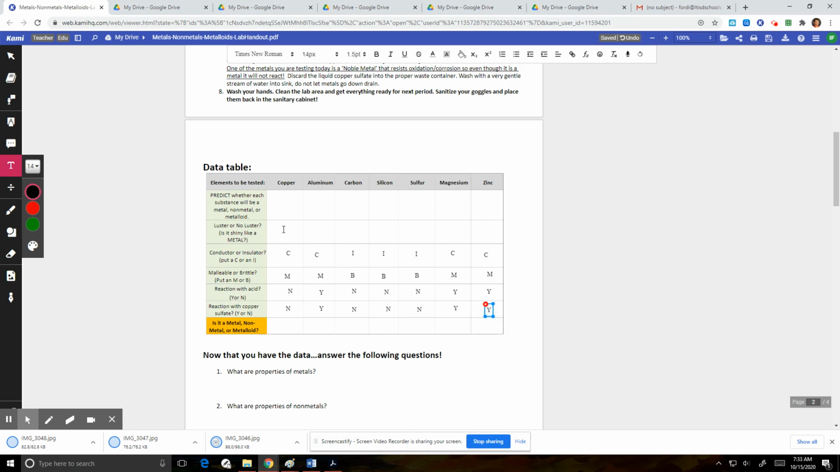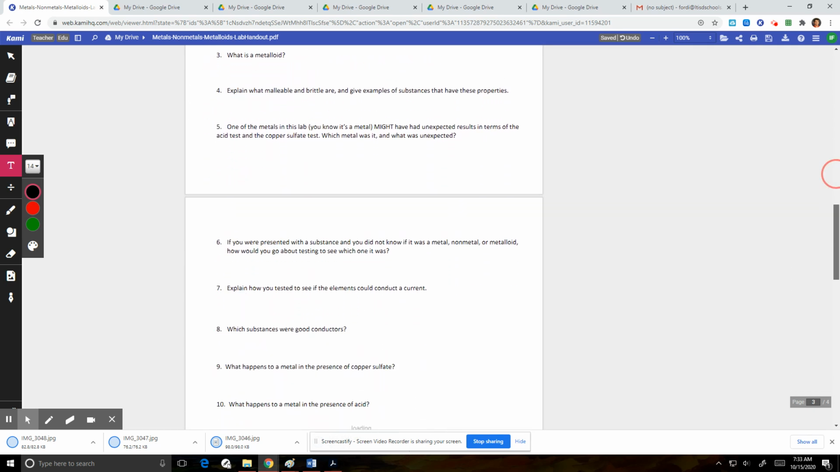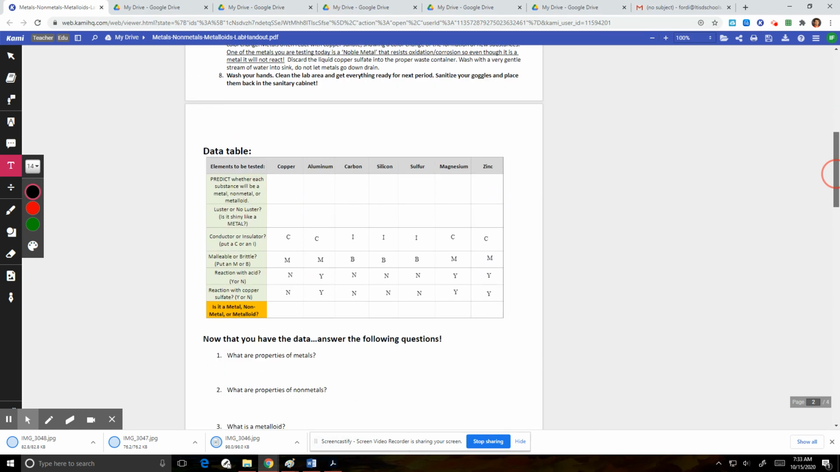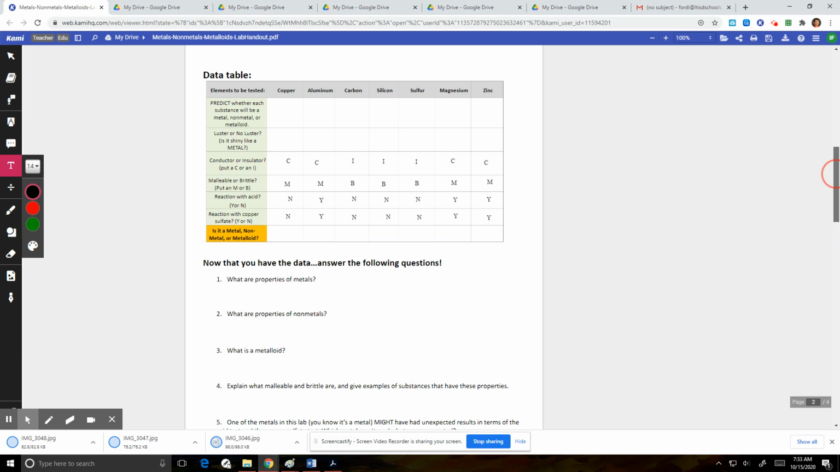So we'll go back here and make sure that you have filled in your luster or no luster. Make sure you filled in your predictions. And now, based on this, you're going to fill in what the actual results are telling us these things really are. Just remember that one of them is what we call a noble metal that gave you results that were not quite as expected. Once you finish filling out your data table, you're going to go ahead and answer these questions. Most of these questions can be answered using the background information here at the top or the data that you got from the lab. So go ahead and fill this in.